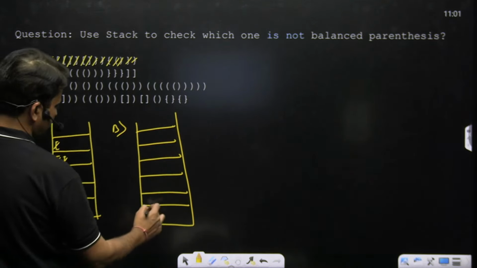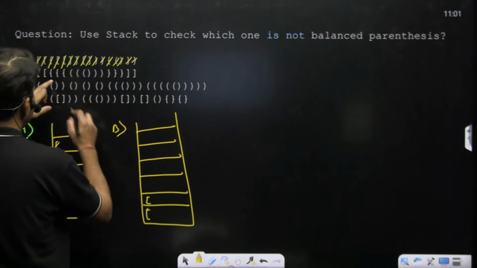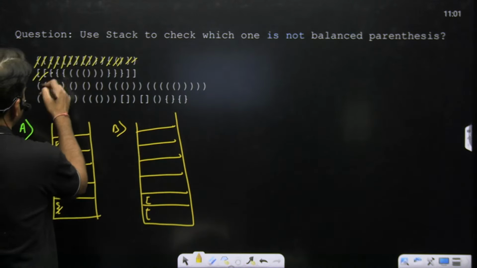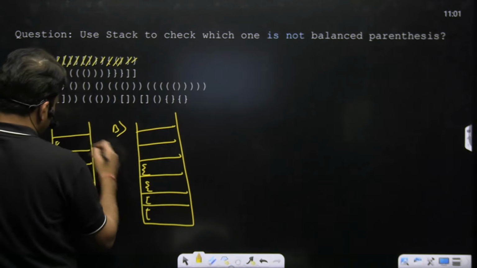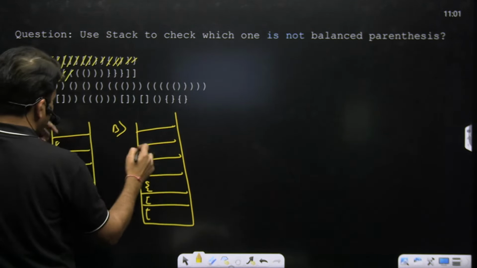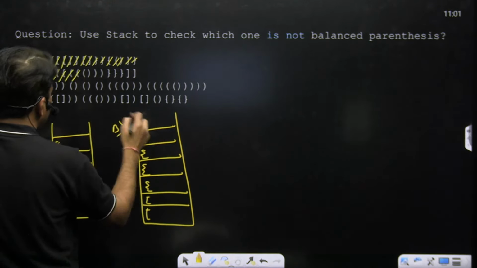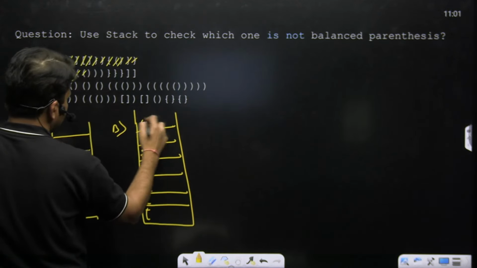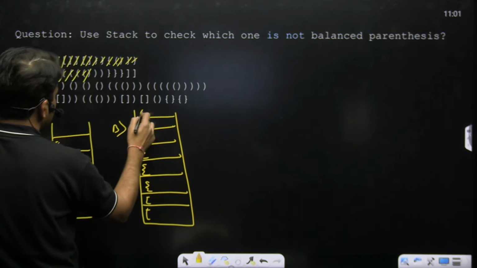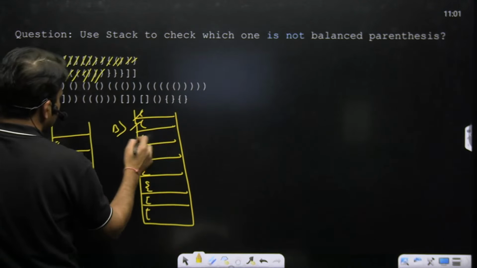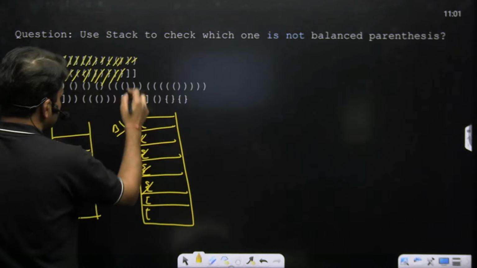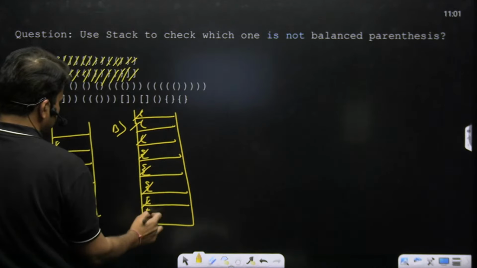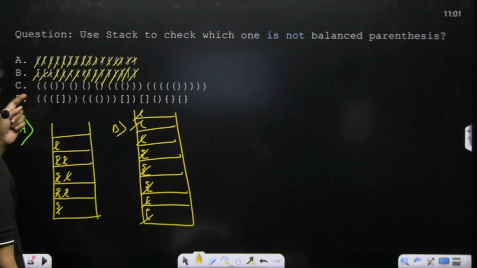Sir, in this C, this is opening, opening, opening. Here this is opening, this is opening, and this is opening. Again this is opening, again this is opening, and this is closing, closing, closing, closing, closing, closing. So this is also balanced, student. Yes, B is also balanced, so that's why this is not the answer.